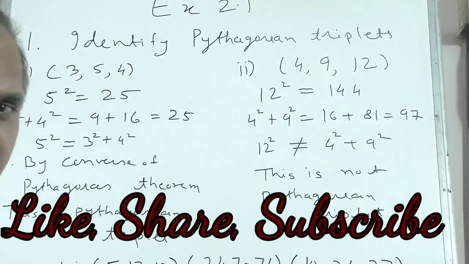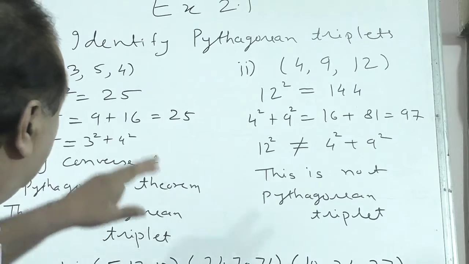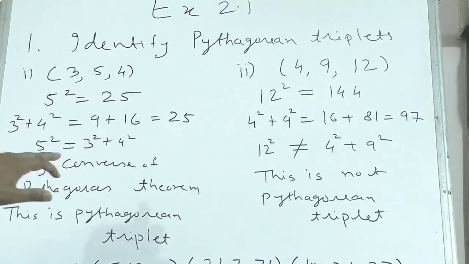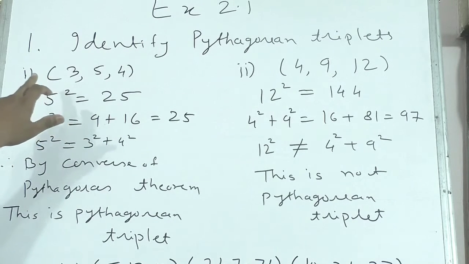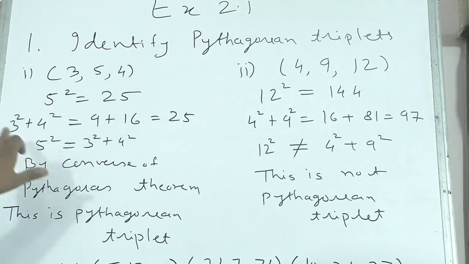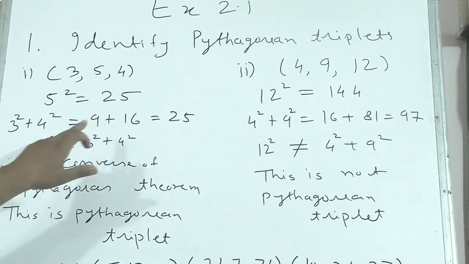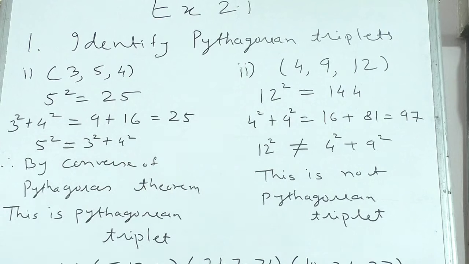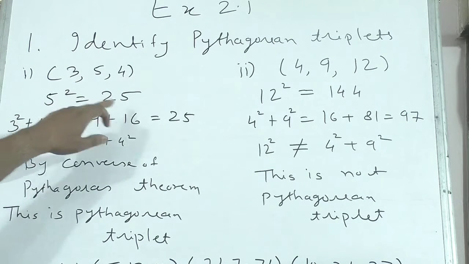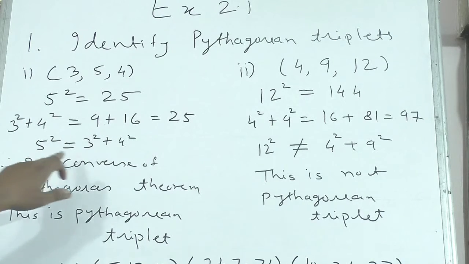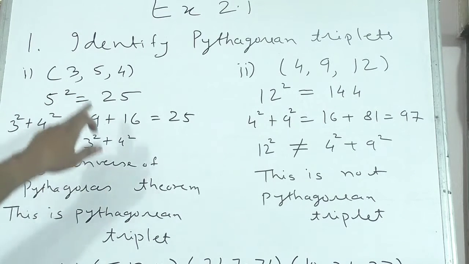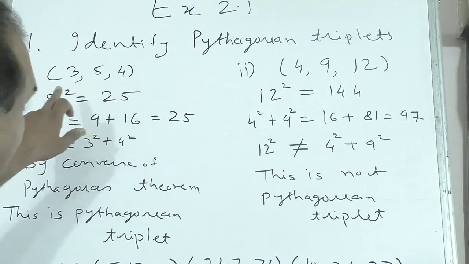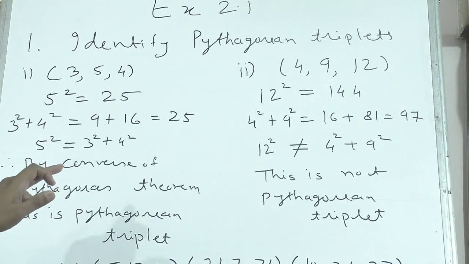First sum is 3, 5, 4. Three sides of a triangle given. Which is highest side? 5. Okay? 5 square is 25. Right? And remaining two sides. Addition of squares. 3 square plus 4 square. 3 square is 9, 4 square is 16. 9 plus 16, 25. Okay? So 5 square is 25 equal to 25. So 5 square equal to 3 square plus 4 square. So by converse of Pythagoras theorem, this is Pythagorean triplet. Understood? 5 is greatest side. You have to take greatest side separately because that can be hypotenuse.